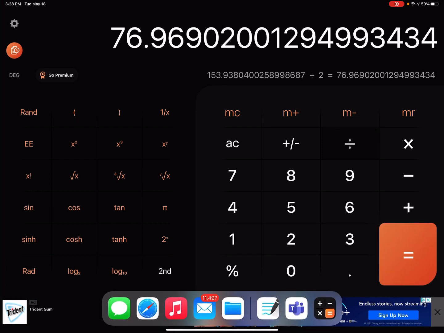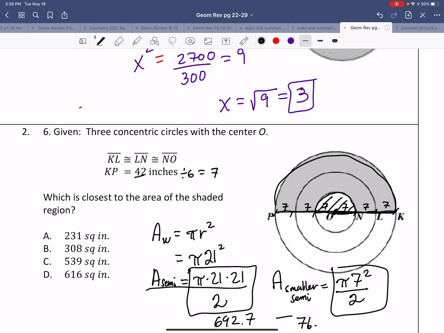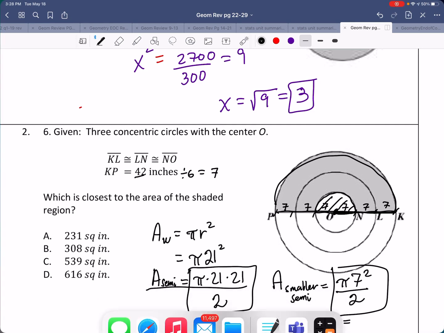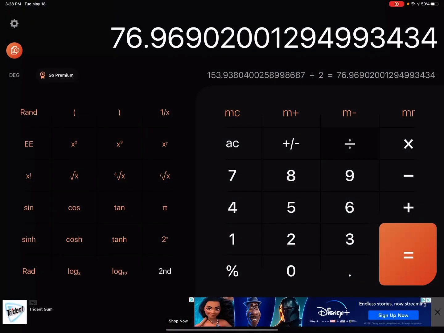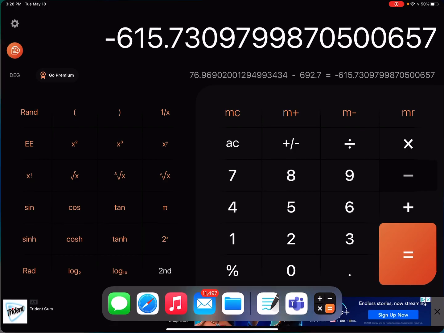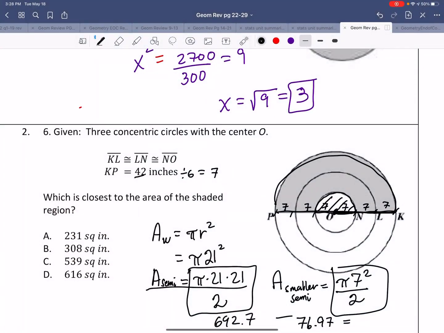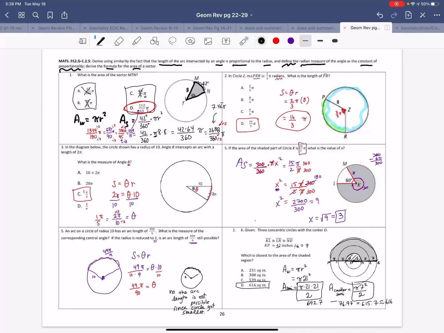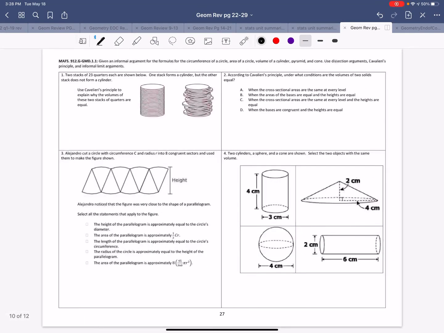I get 76.97. Okay, and if I subtract the two, 692.7 minus 76.97, I get 615.7, which would round to 616. Cool. Now to the next page, 27.